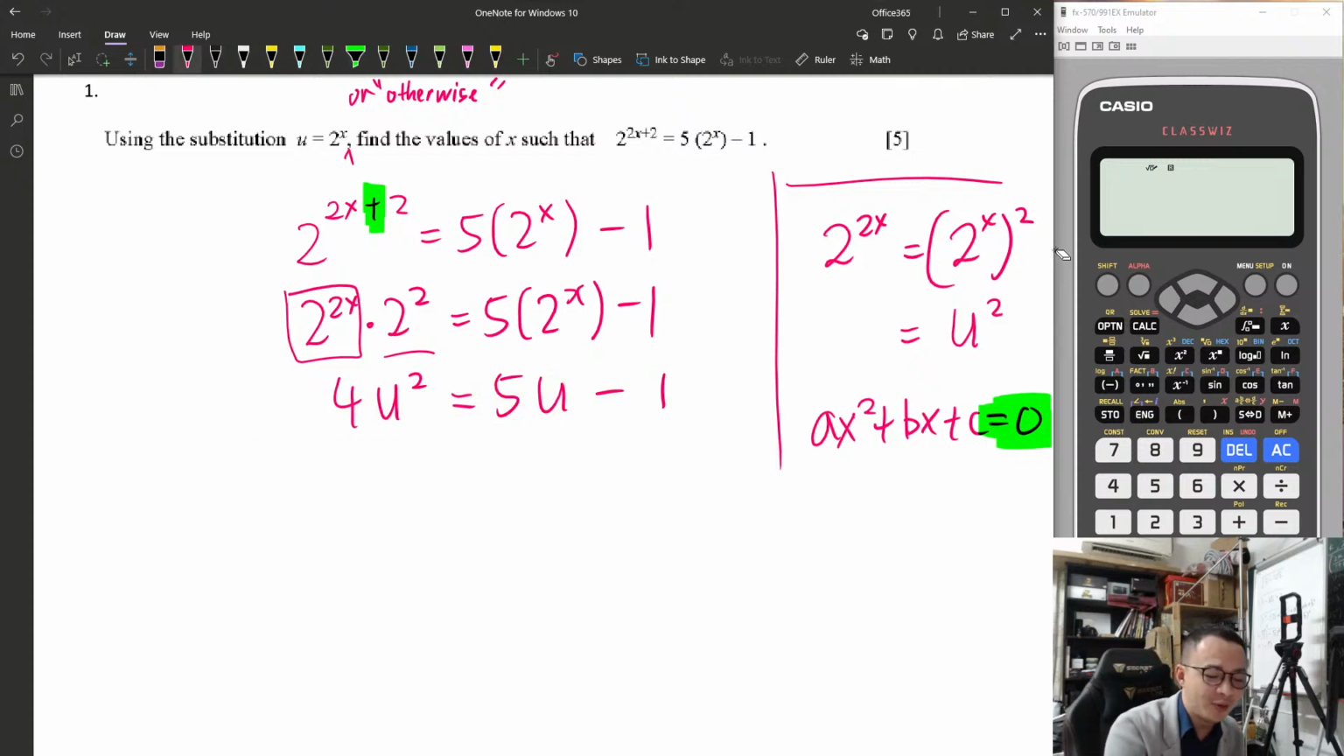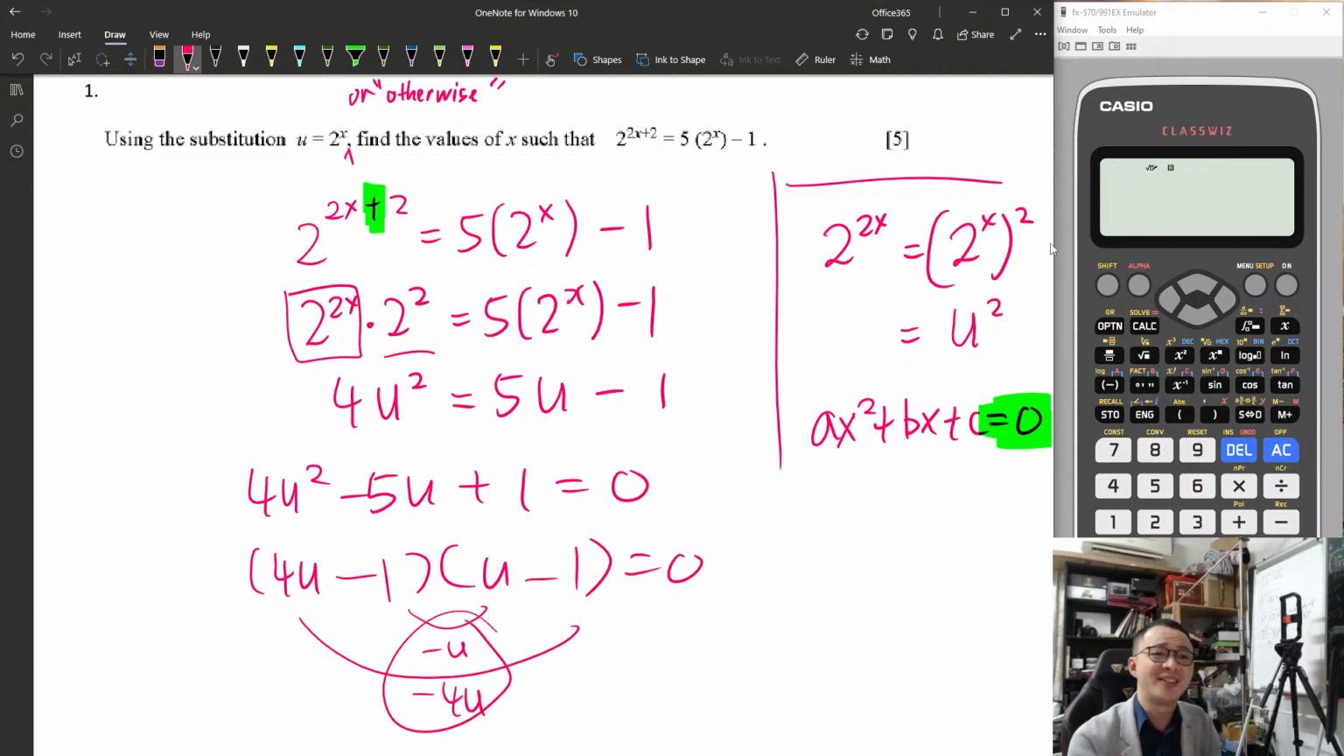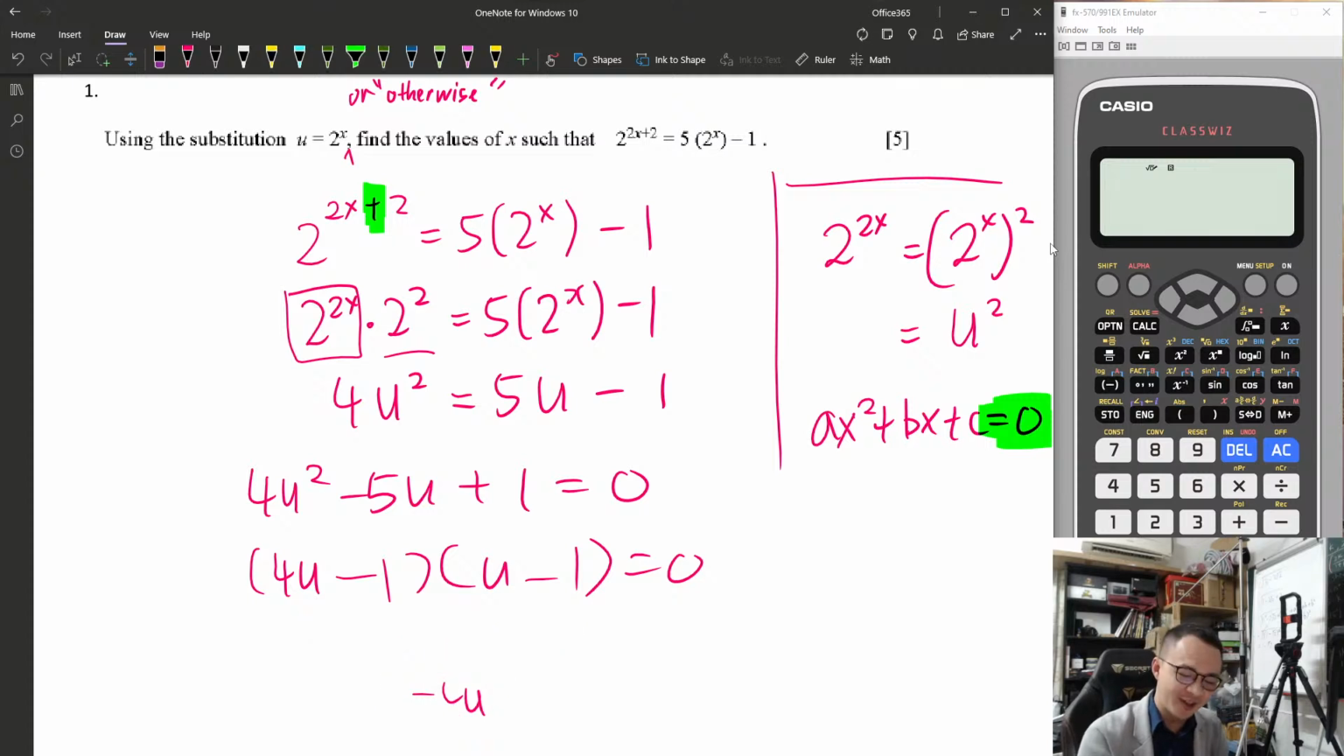If it doesn't equal 0 like this situation, basically you can't factorize in this pattern. So I want to rearrange it into general form: 4u squared minus 5u plus 1 equals 0. Now I can factorize. This is 4u and 1u, 1 for both. In order to get negative 5, both must be negative. Check here, this is negative u. Check here, this is negative 4u. Negative u minus 4u is negative 5u, so I'm very confident my factorization is correct. So 4u minus 1 equals 0, then u equals 1 over 4. Then u minus 1 equals 0, we can say u equals 1.